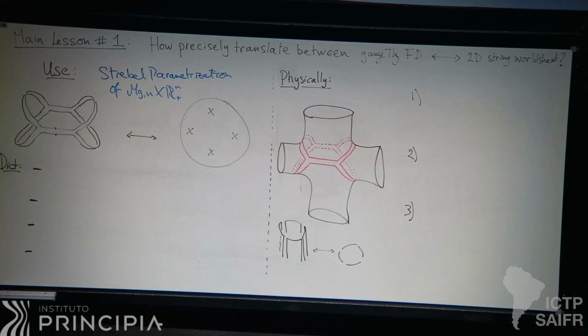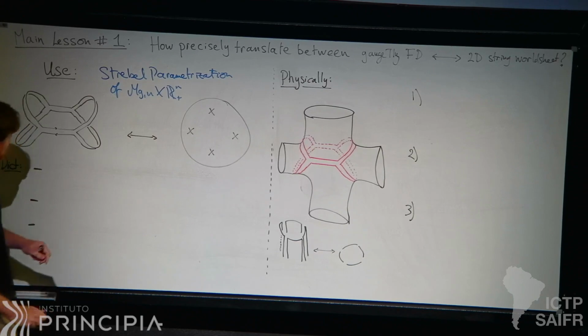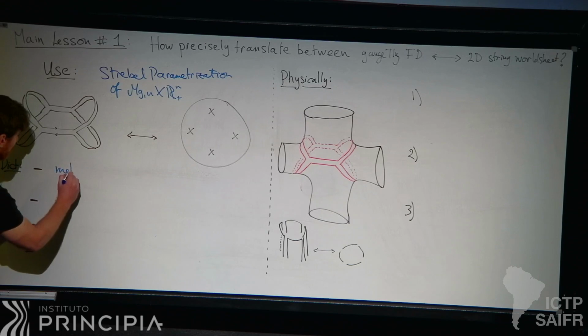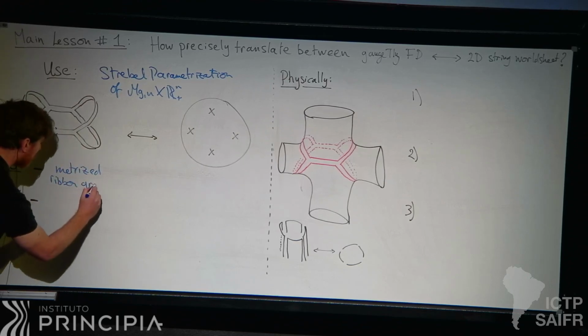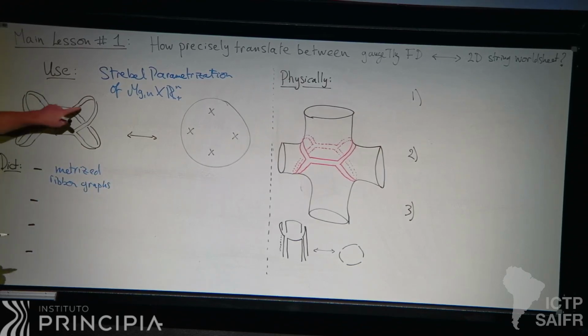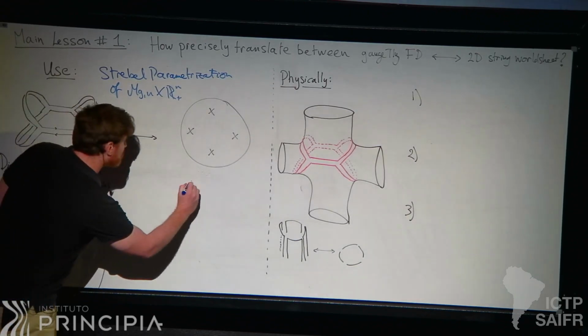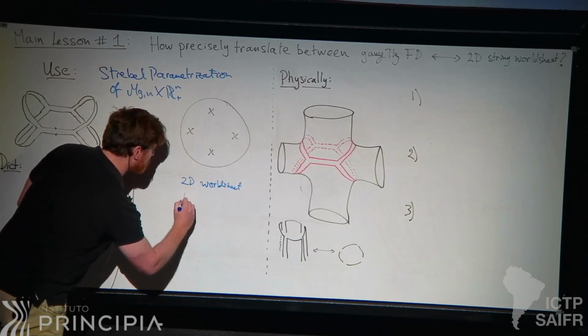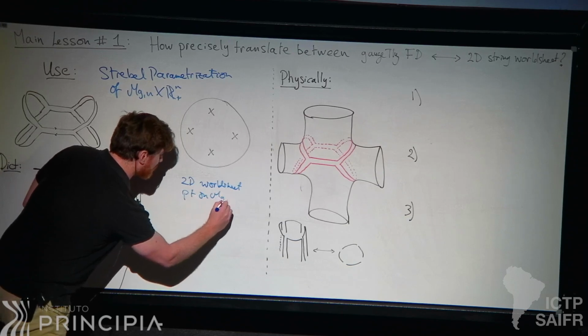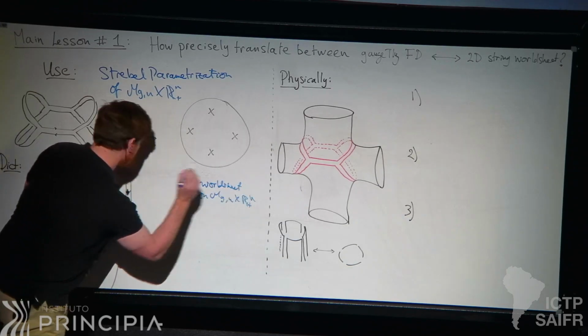So this Strebel parametrization is roughly due to the mid-80s, so it's somewhat new from a math perspective. And what it does is that it establishes an exact equivalence between metrized ribbon graphs. So these ribbon graphs are really just the gauge theory Feynman diagrams. Metrized means that we're going to assign a particular length to every edge. And over here, these are going to be 2D world sheets. So more precisely, these are really points on this moduli space M_{g,n} times R_+^n.